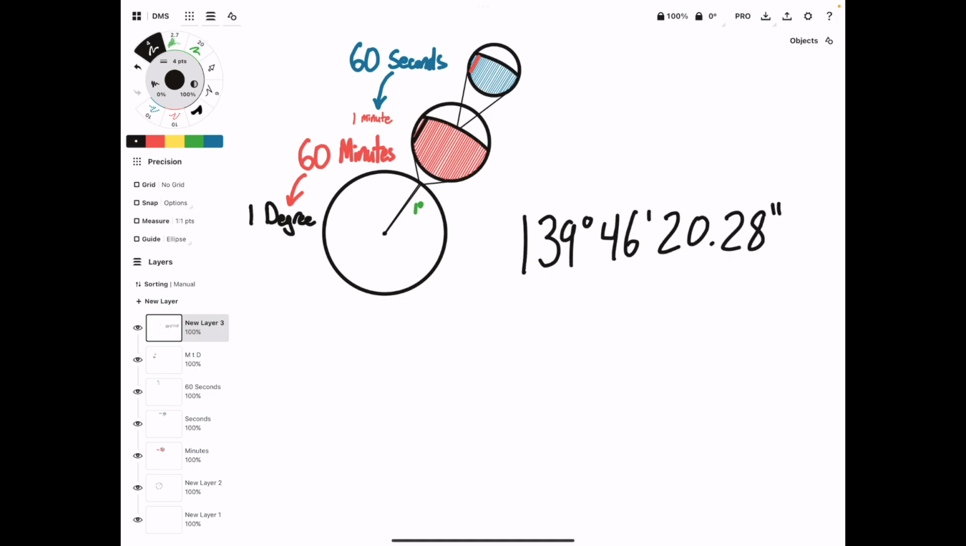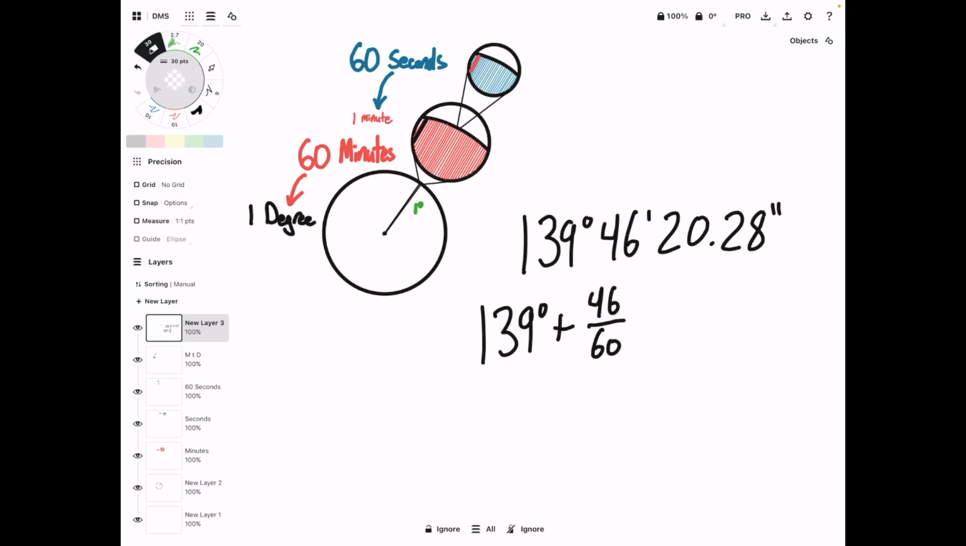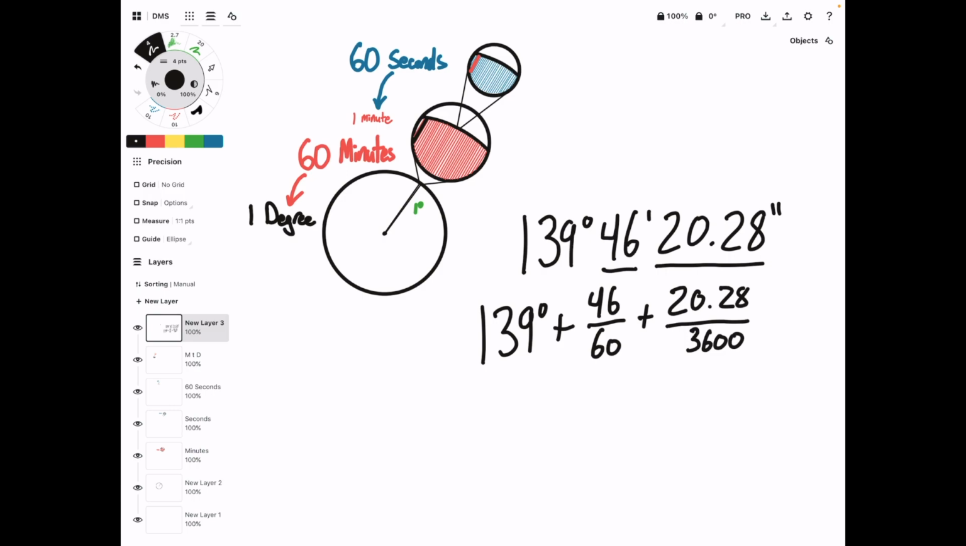Let's look at another problem here. This time we have 139 degrees, 46 minutes, and 20.28 seconds. So we can rewrite it: 139 degrees plus 46 over 60. That's the minutes part. And then we can do the same thing with the seconds part. 20.28. This time we divide by 3,600. Since again we're making 2 jumps to get back to degrees.